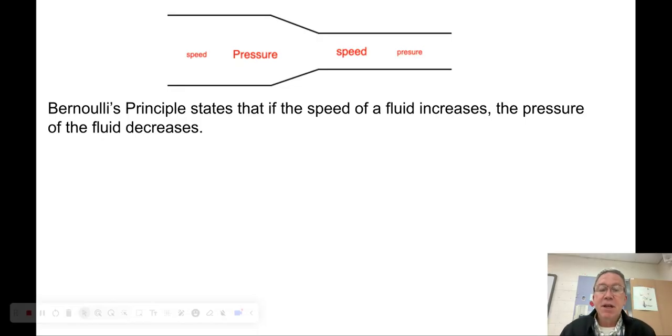Bernoulli's principle is something that a lot of you have probably already heard about. You often hear about it in the context of airplanes or curveballs, things like that. So let's just talk about this briefly.